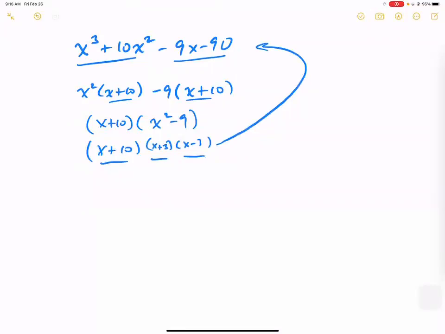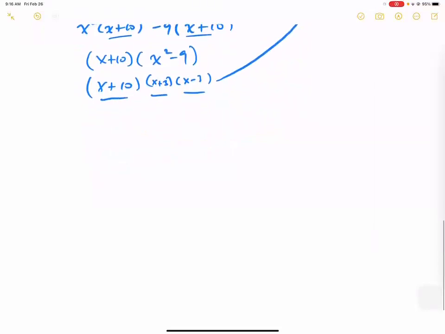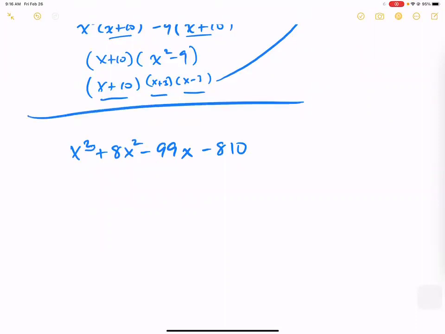But for the most part, we will not be able to factor by grouping. Now, here's the example I'm going to give you guys right now. The example is x cubed plus 8x squared minus 99x minus 810. Cubed and squared, I'm sorry. So here's my example here: x cubed plus x squared, and then 99 and negative 810. So I'm going to ask you guys to factor this.